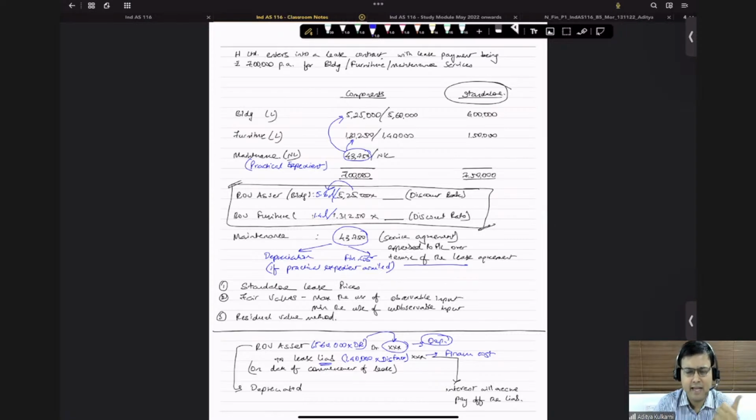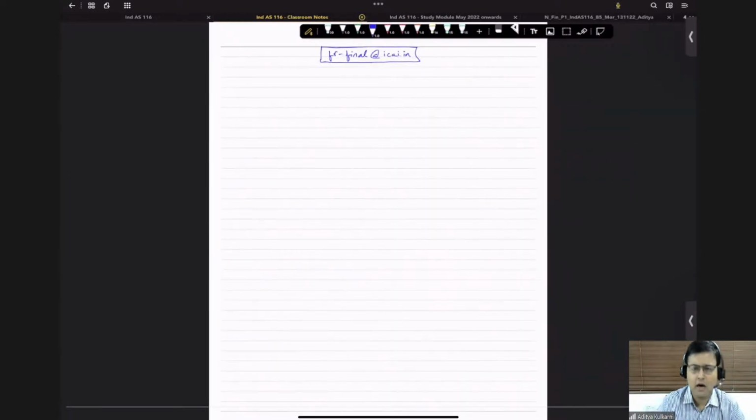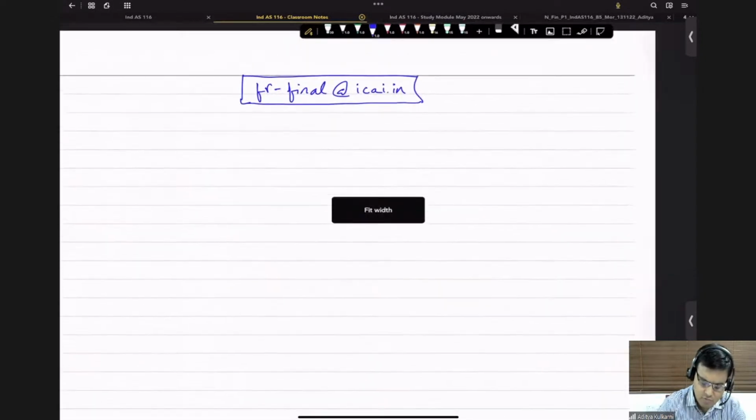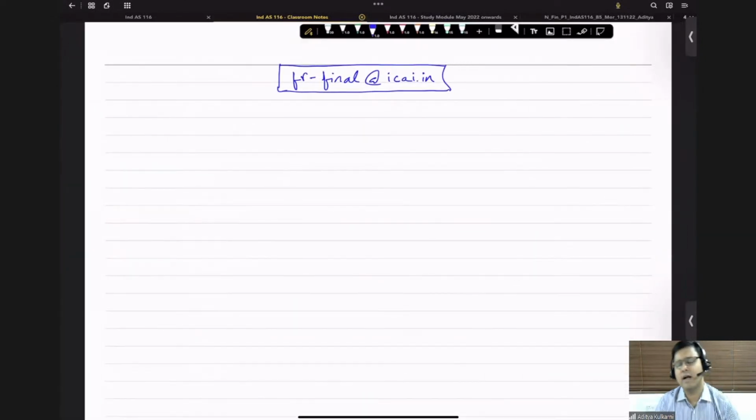What do you mean by lease payments? What do you mean by the lease term? These are the two major chunks of topics which we are going to be discussing today. Okay, so in a nutshell, I will give a very small example for us to understand how the accounting will happen in the case of Ind AS 116.